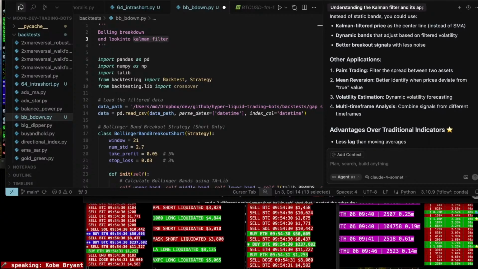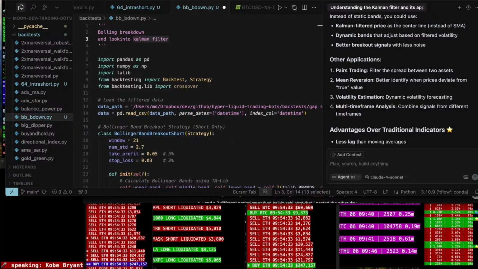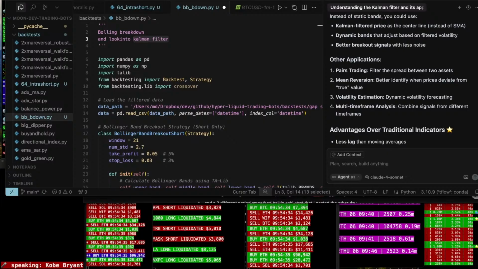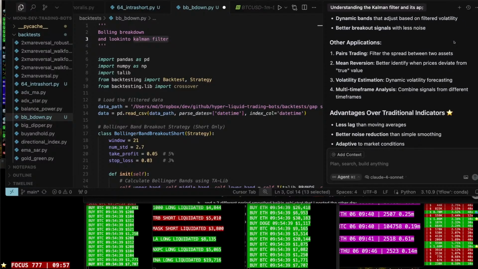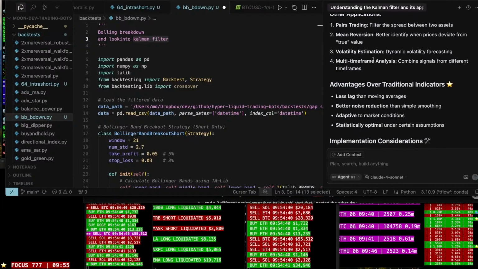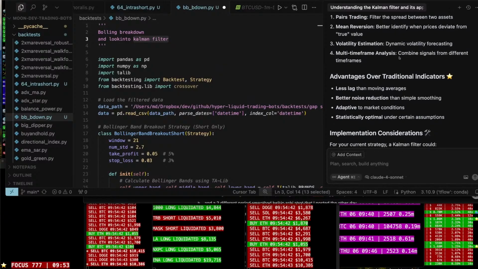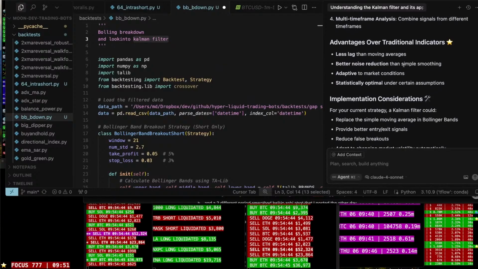Volatility estimation. Okay. Advantage over.